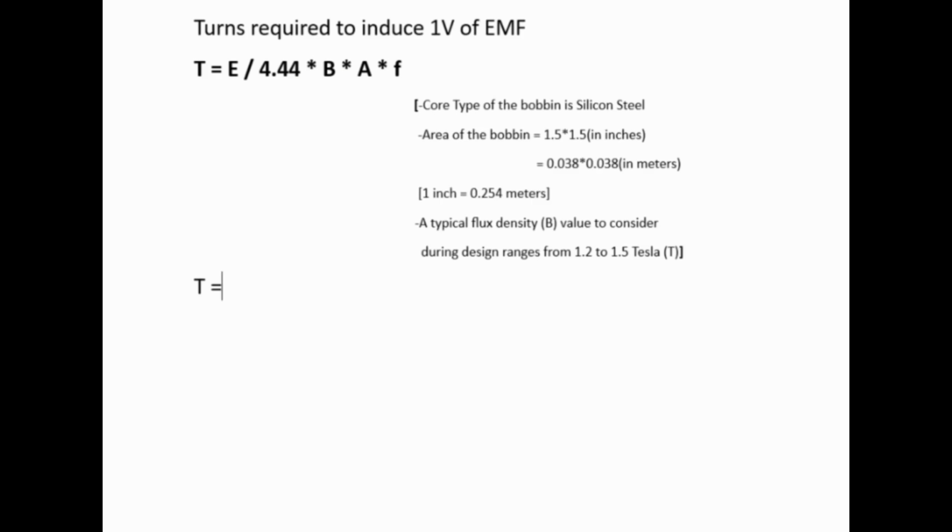Turns required to induce 1 volt of EMF. Rearranging the formula, T is equal to E divided by 4.44 into B into A into F. T is equal to 1 divided by 4.44 into 1.2 into 0.0014 into 50, where T equals 2.6, similar to 3.